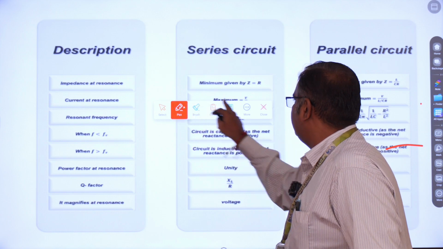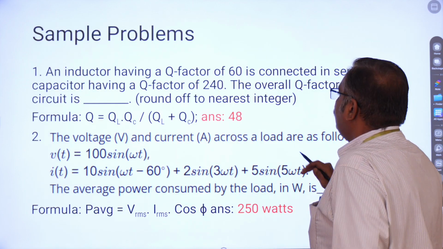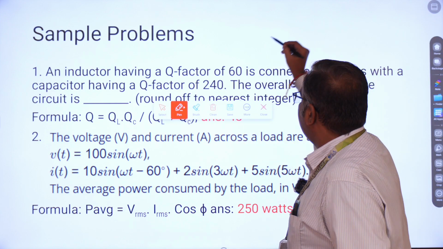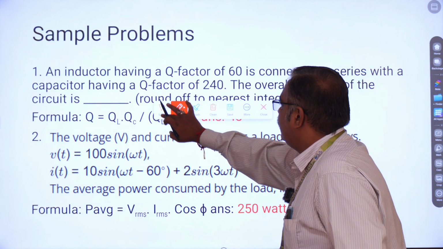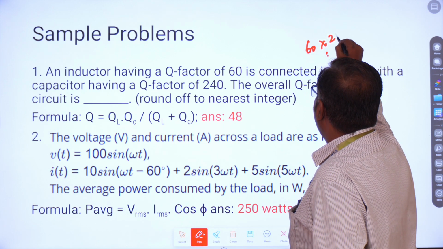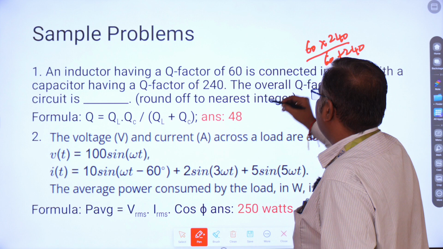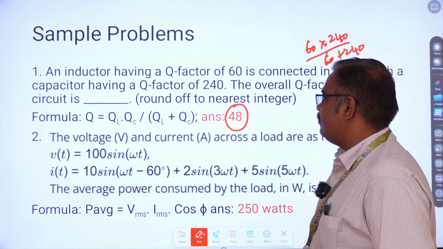Okay, just a minute here. Yeah, so we can get it now. So here QLS is given in the problem as 60. So 60 into 240 divided by 60 plus 240. With direct substitution, you will get the answer as 48.